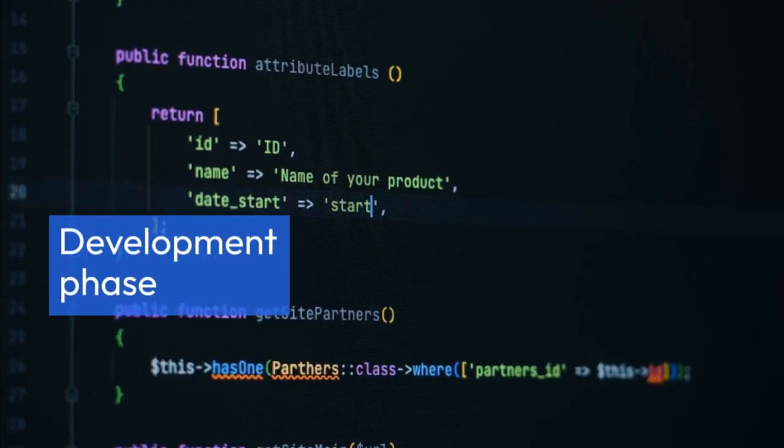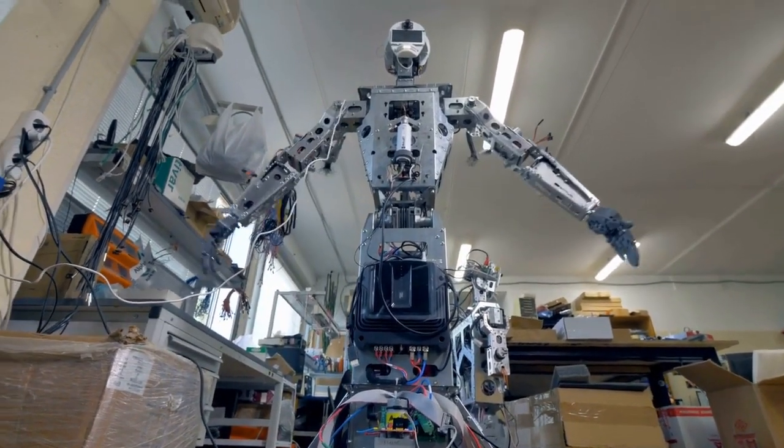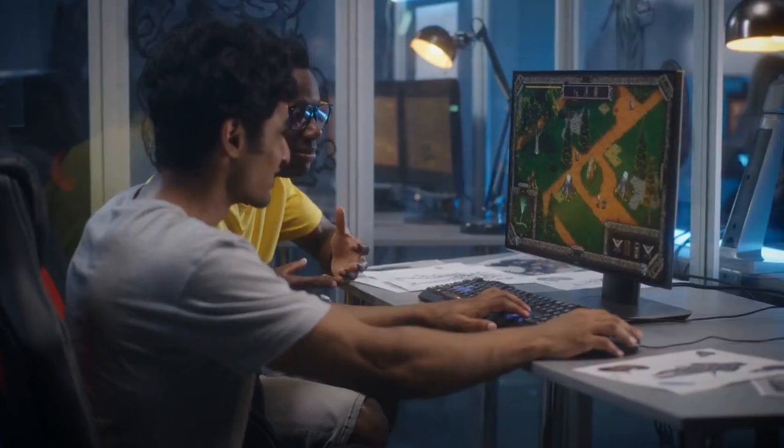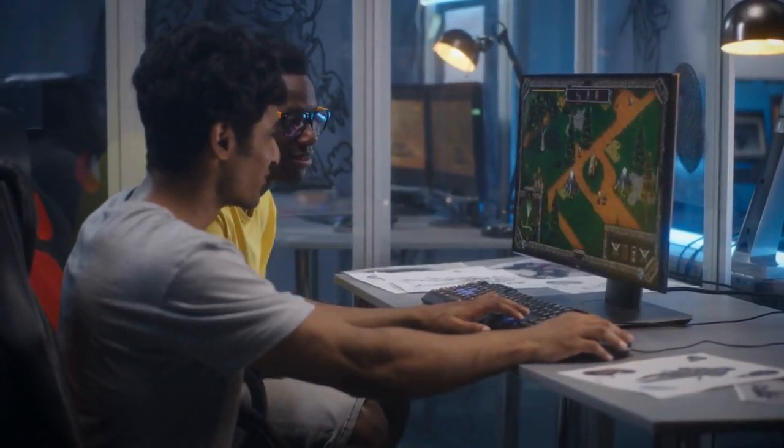3. Development phase. RPA developers write the automation scripts and configure the bots according to the specifications. Extensive testing is conducted to ensure the bots function correctly and handle exceptions effectively.